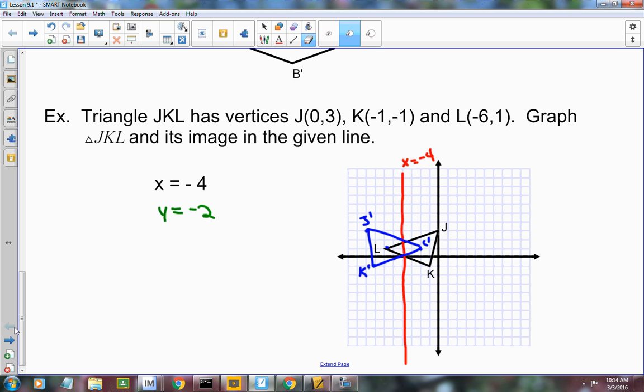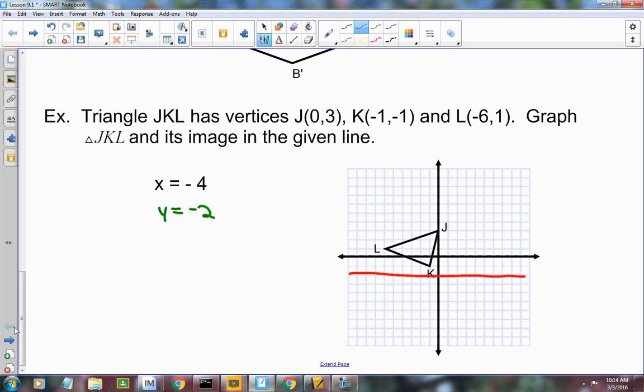Okay, erase it. Everybody got this? I'm going to erase it. Okay. So let's say that they ask us to reflect it over the line y equals -2. What kind of line is that? Horizontal through -2. So we go to -2 on the y-axis, and we draw a line through.